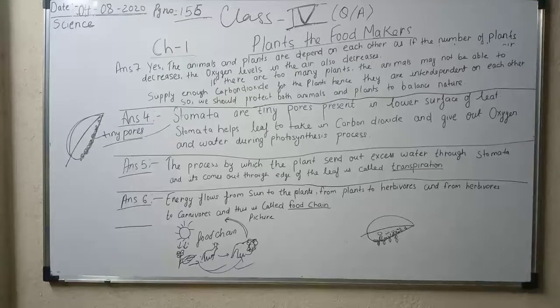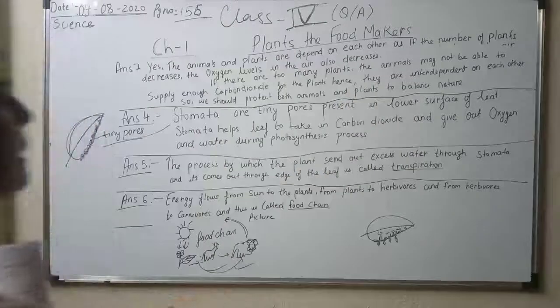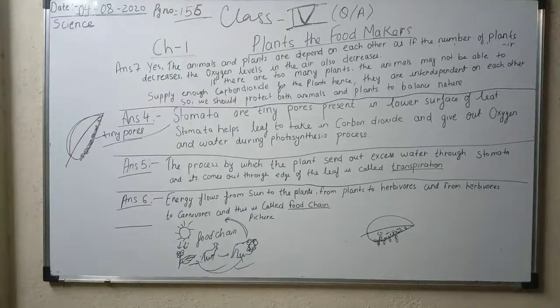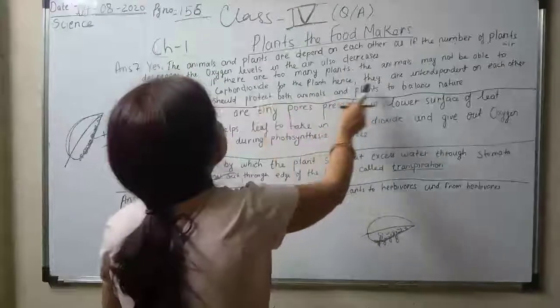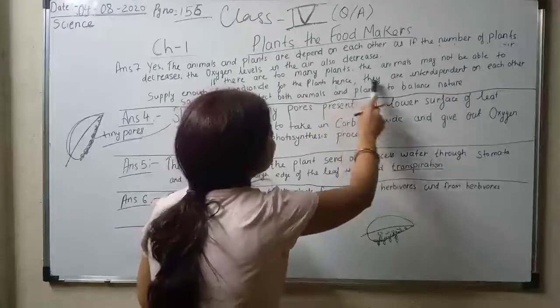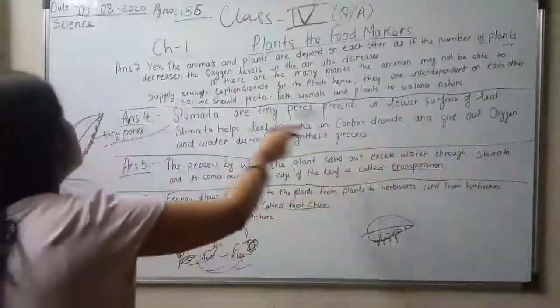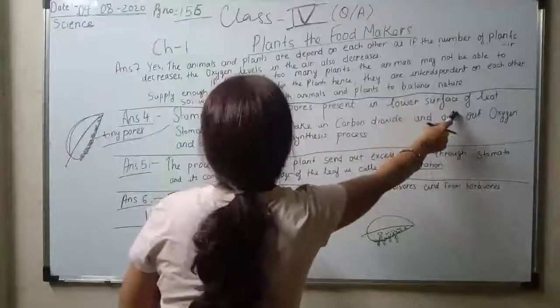Hence, they are interdependent on each other. So we should protect both animals and plants to balance nature. So I have written it from your book till here, and I have only added this much: hence they are interdependent on each other, so we should protect both animals and plants to balance nature.